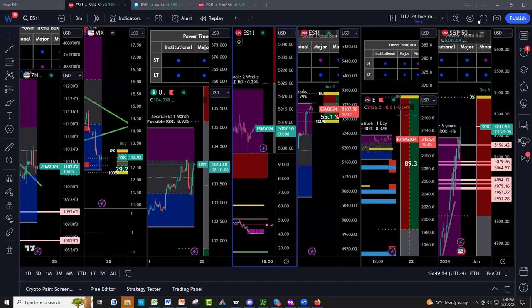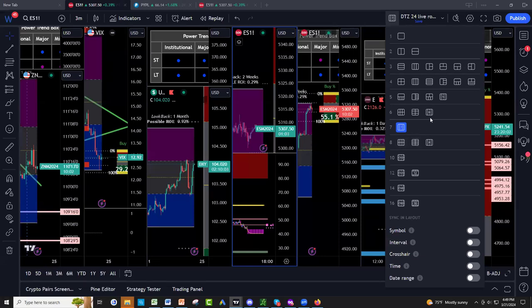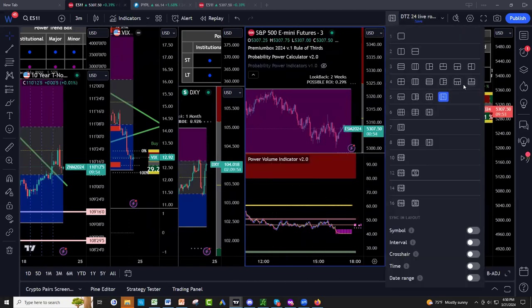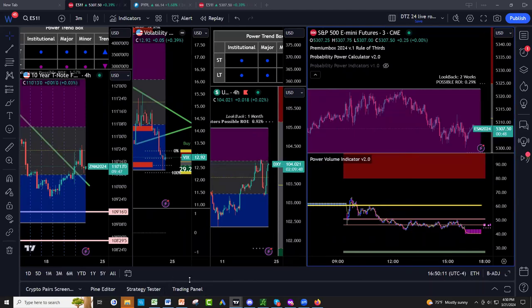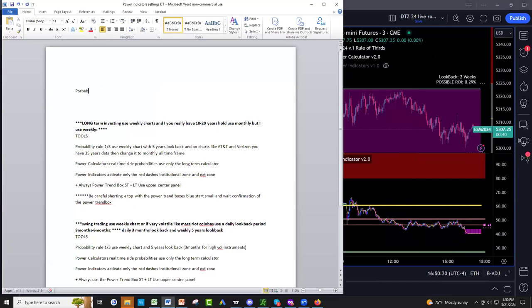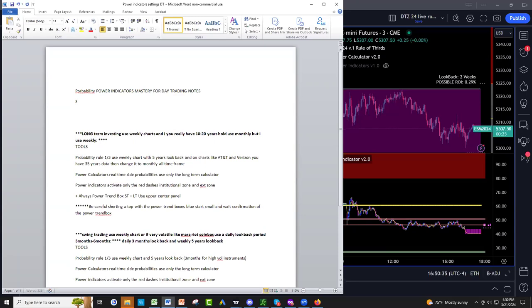So, simplification, we're going to go to 4, but remind me to 5, but remind me for the notes. So as a matter of fact, let's do it now before I forget. Let's take the notes. So, probability power indicators, mastery for day trading, notes, step by step.